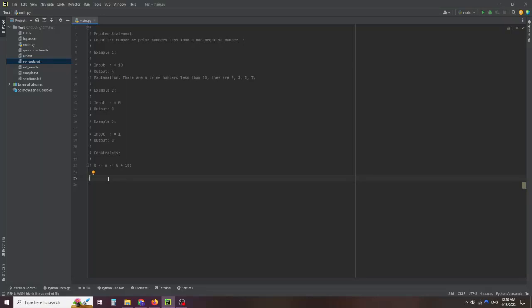The problem statement is: count the number of primes less than a non-negative number n. So thanks to the internet, I learned about the sieve of Eratosthenes, and apparently it's a very efficient way of finding primes.